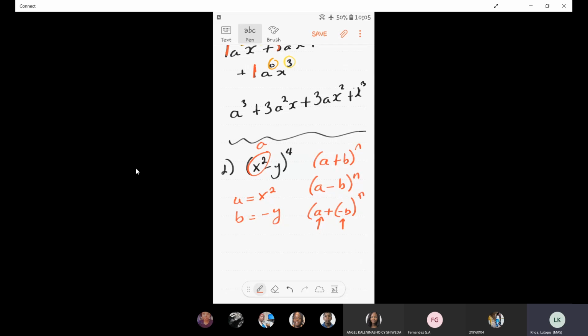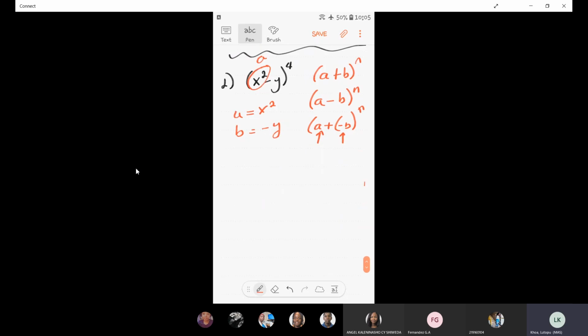All right, so I have my A and my B, and I know the coefficients. We said it's 1, 4, 6, 4, and 1. Now I just substitute everything. Powers of A are decreasing, powers of B are increasing. So I have 1, this is x squared, that is my A, raised to the power of 4. Then my B, this is minus y to the power of 0.